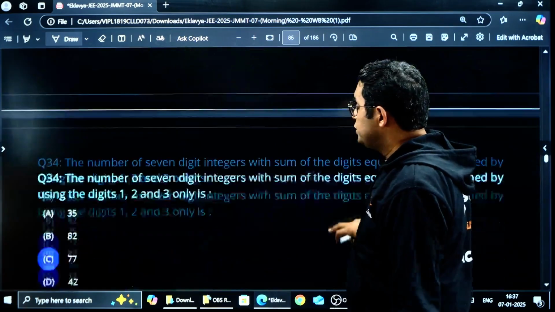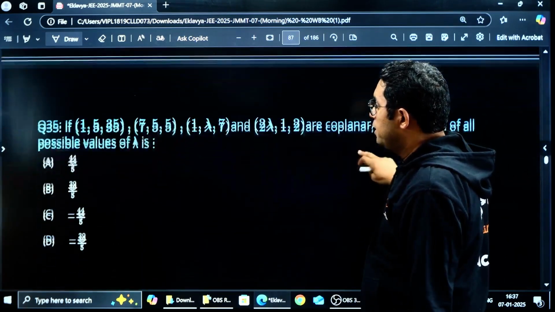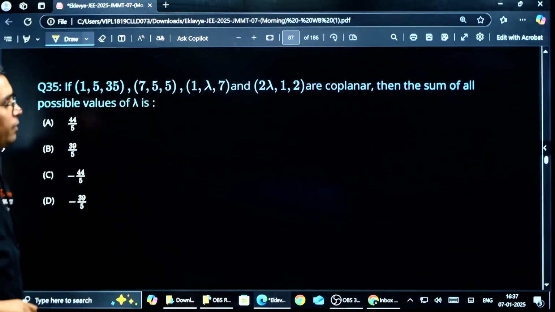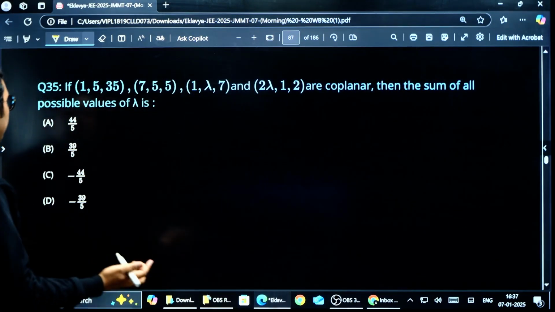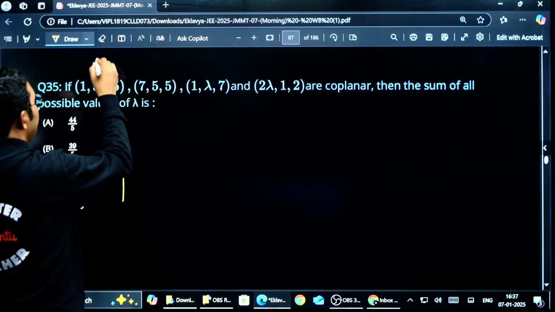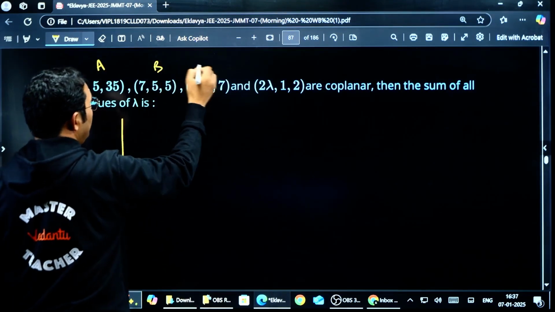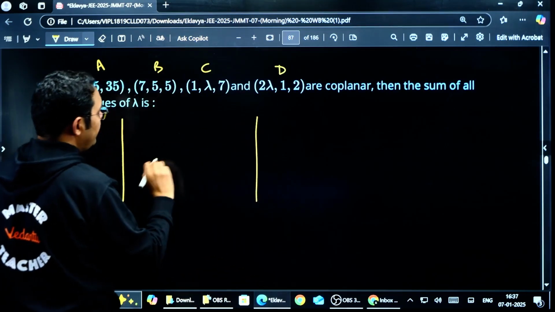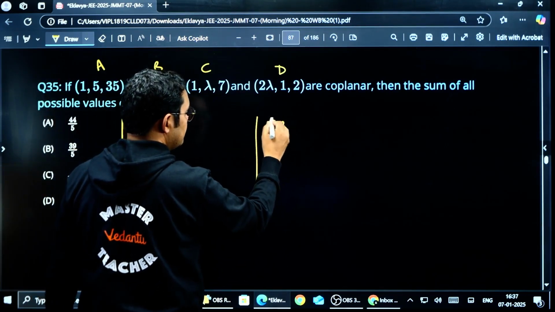Coming to the next question, that is 35. We are given these are coplanar, then we have to find the possible values of lambda, the sum of possible values of lambda. I think we just need to make the determinant equal to 0. And which determinant? Let us make this the starting point, A, B, C and D. So in the first row, I will be writing vector AB.